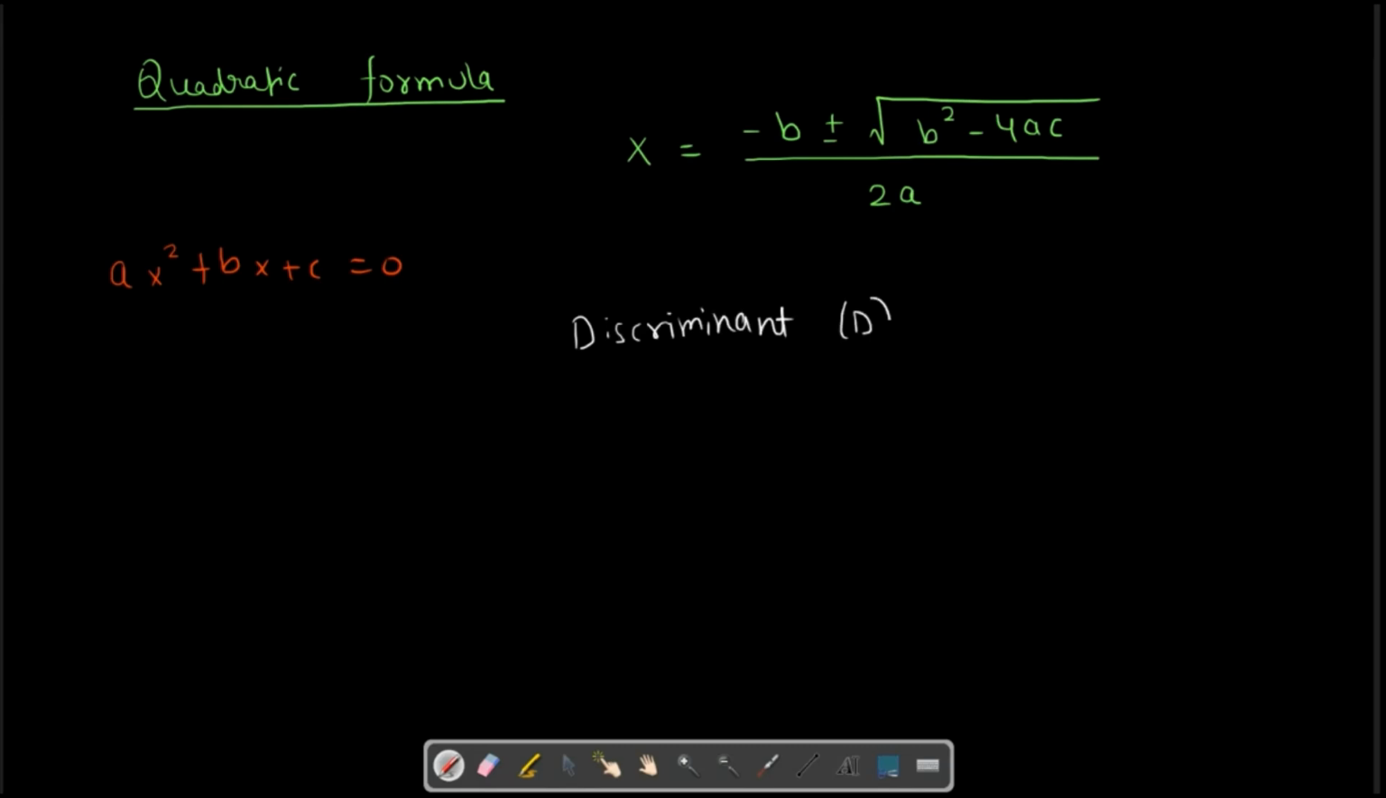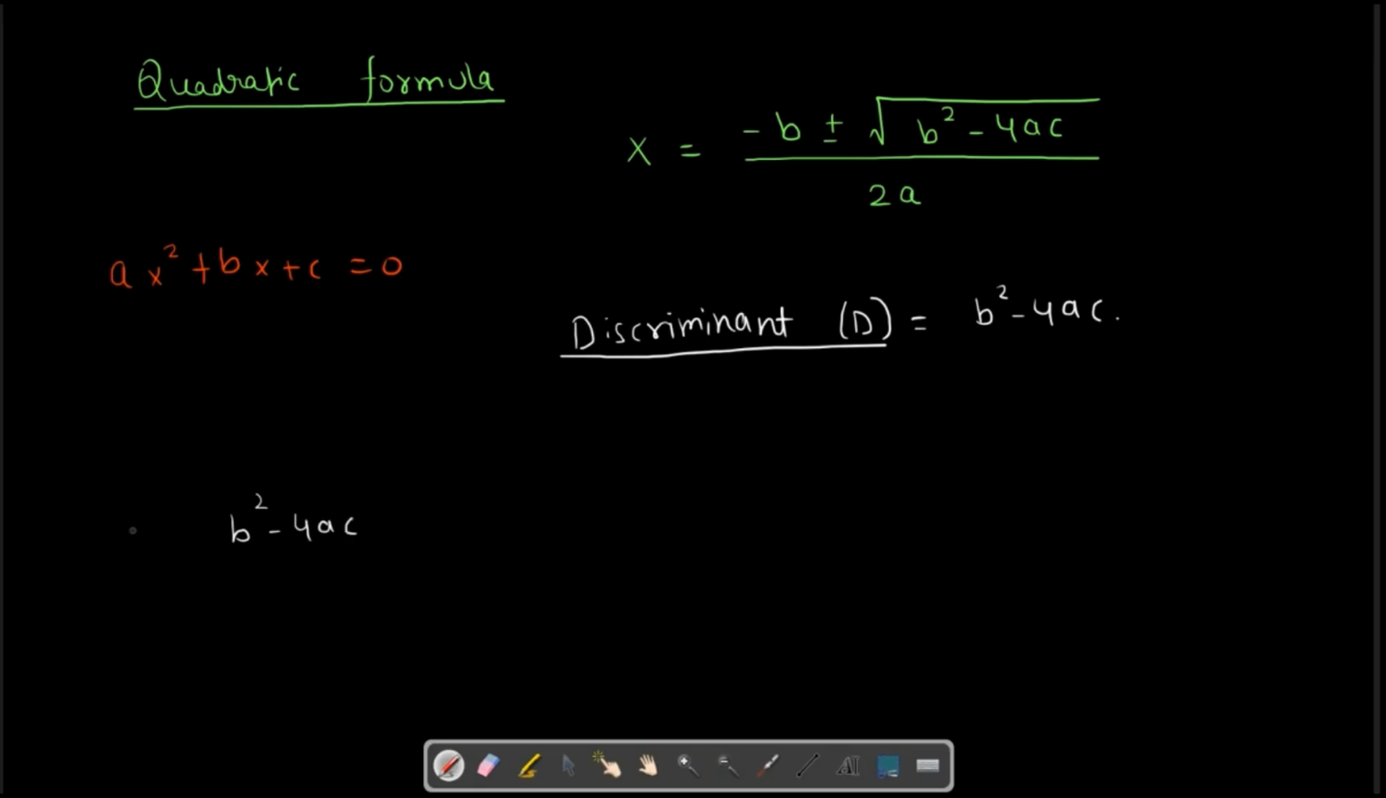It's denoted by d, and that is b square minus 4ac. Why do we need to talk about this separately? Because whether the roots are real or imaginary, or what is the nature of the roots, that entirely depends on this discriminant. So how does this change the nature? Let's talk a little bit about that.